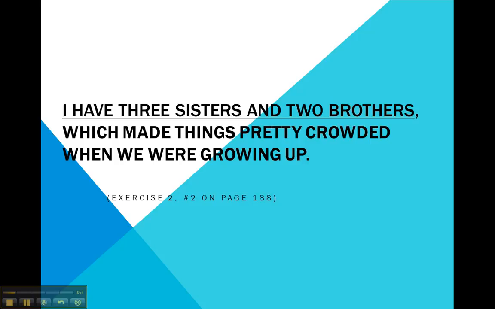"I have 3 sisters and 2 brothers, which made things pretty crowded when we were growing up." That's exercise 2, number 2 on page 188. And here I've got this whole situation: I have 3 sisters and 2 brothers. And then I have an adjective clause that's modifying that situation.